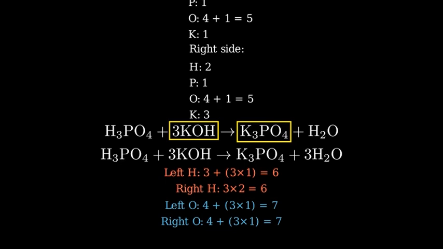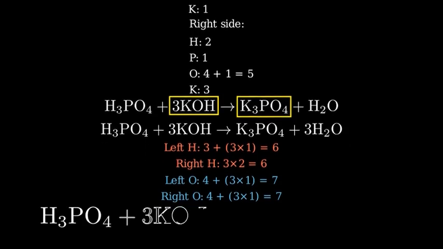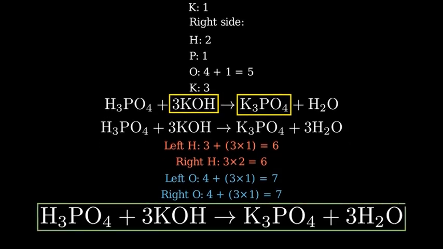Let's verify our final balanced equation. H3PO4 plus 3 KOH yields K3PO4 plus 3 H2O. All atoms are now balanced on both sides of the equation.